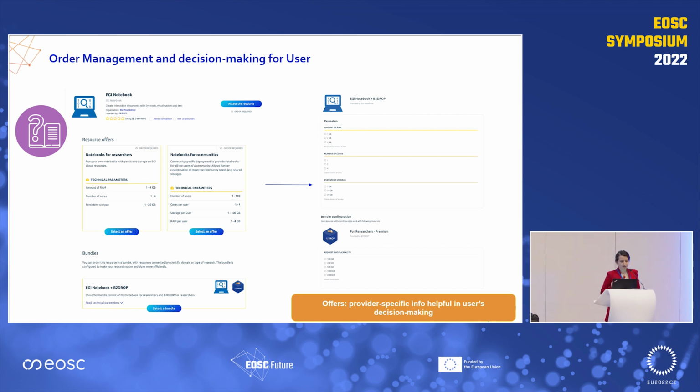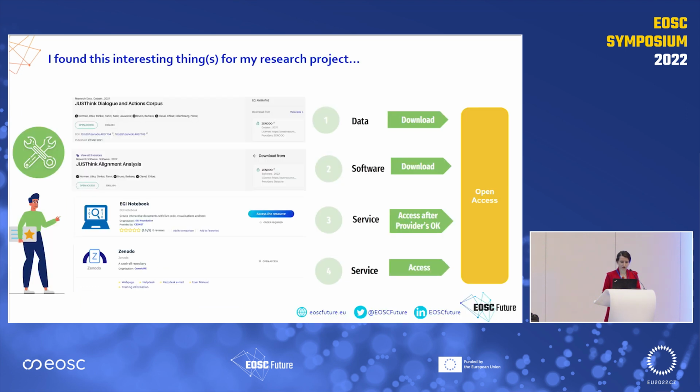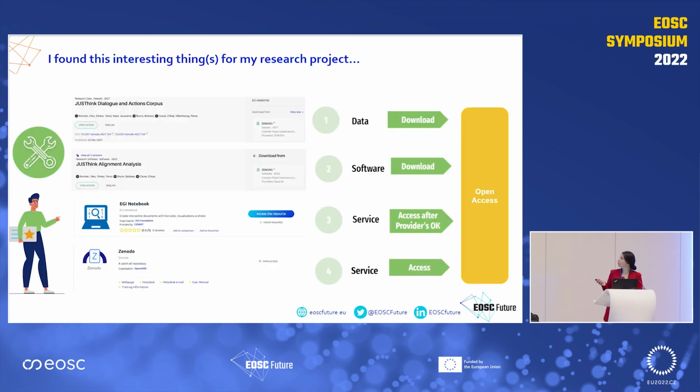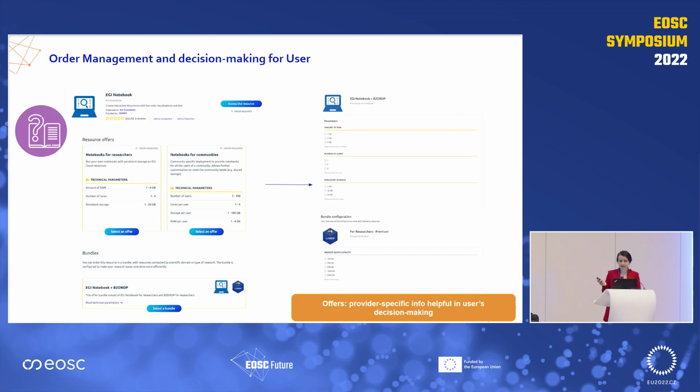And now, for the sake of supporting this access mechanism, the decision-making based on the access request, we introduced something called the offers. And the service that you have seen here called EGI Notebook, when you scroll down, you will see that this service can be ordered in three flavors. The first one is meant for the researcher, the second one is meant for communities, and based on who you are, the provider of this service is offering you something slightly different.